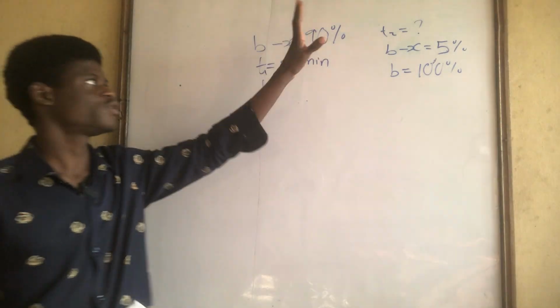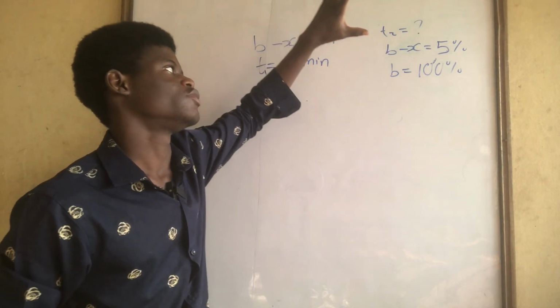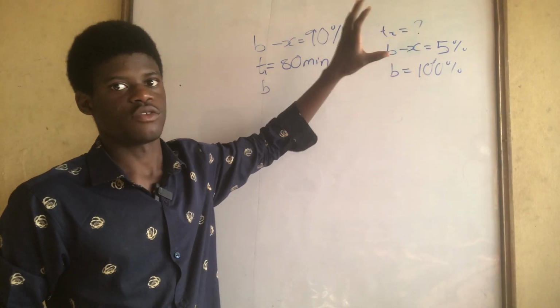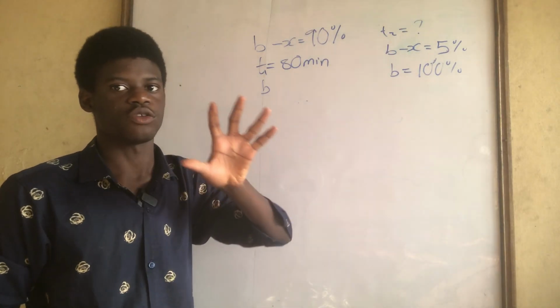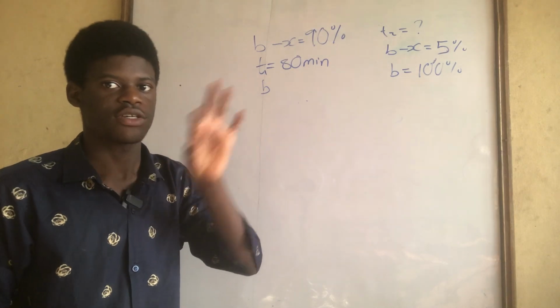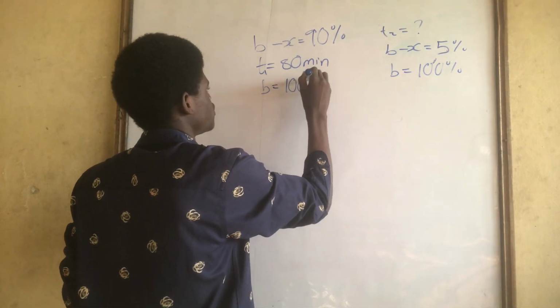To find the time of this, we need to find the rate constant of the first scenario, and we put it into the second scenario. Then we find our time, because the rate constant is always constant. That's why it's called a rate constant. So here our initial condition is 100%.